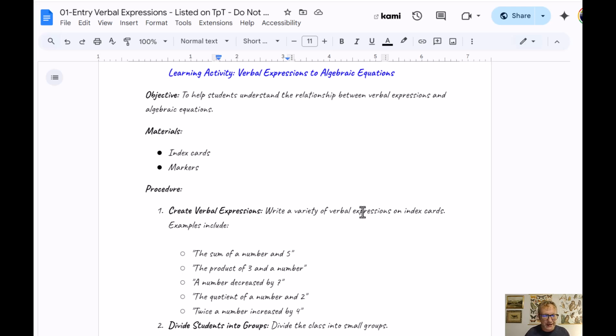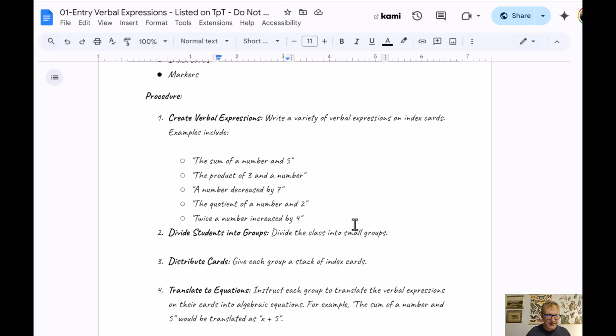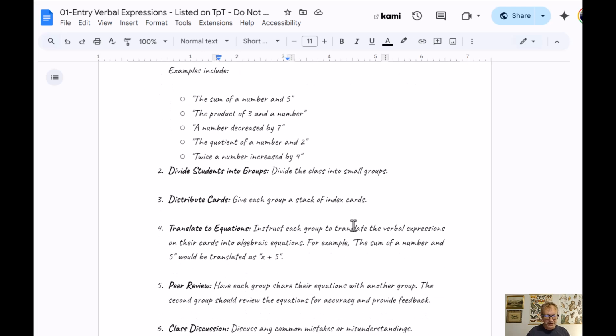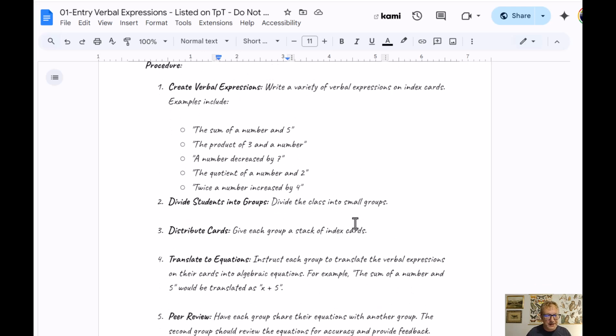Lastly, here's a learning activity that I've included. It's a low material, high engagement activity. All you need is index cards and markers. So you do this lesson, you've got 20 minutes left. Here's a learning activity you can do to keep the classroom moving in the right direction. Because you know the last thing you want with 9th graders is error in the conversation. But here's some verbal expressions that you can use.